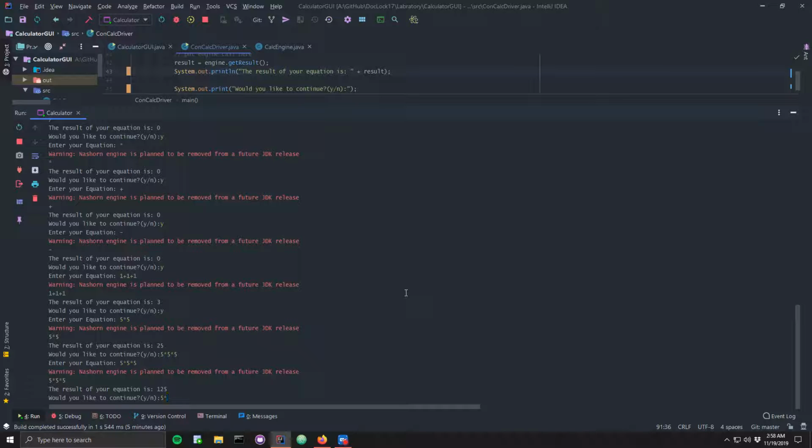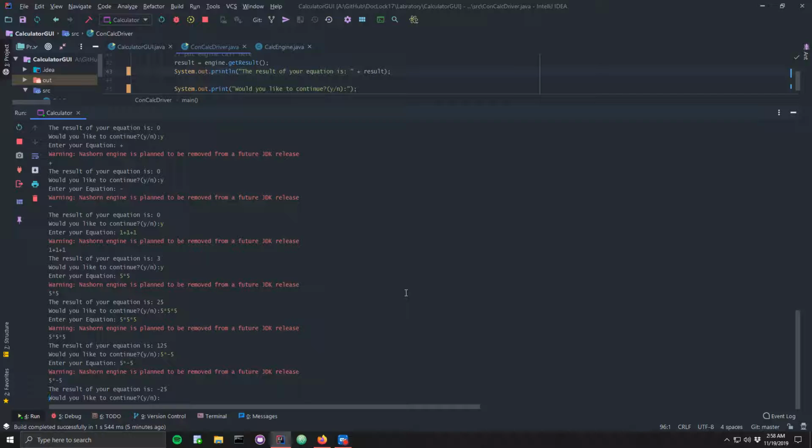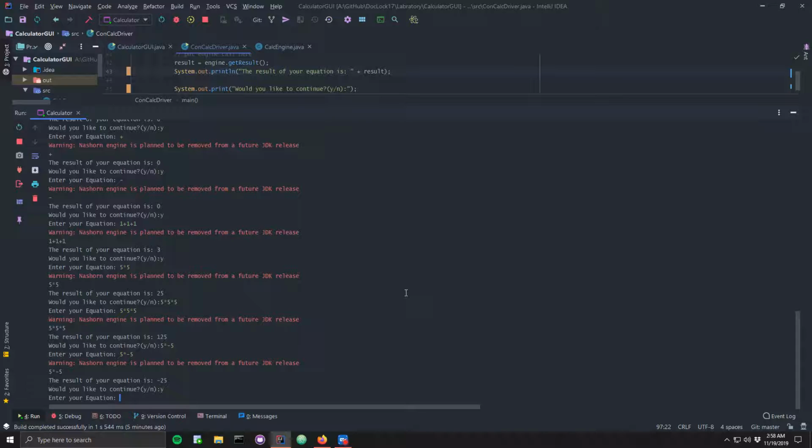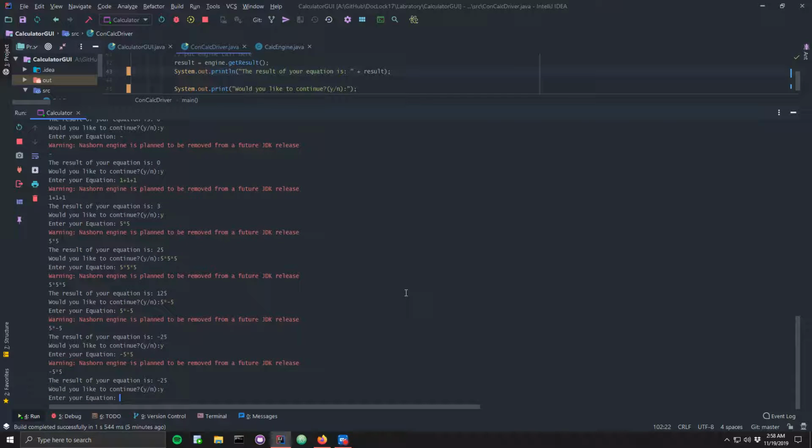5 times minus 5. Now this is going to give us negative 25 because, again, it follows the rules of PEMDAS as it stands right now. If I go negative 5 times 5, it's negative 25, of course, as well. And of course, if I go negative 5 minus negative 5, gives me 10. Just to demonstrate it.